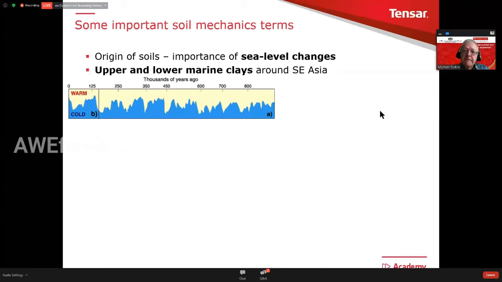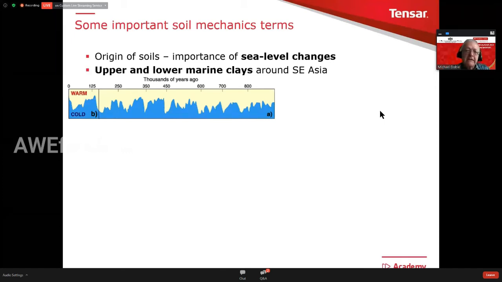And one thing that's really important is the effect of sea level changes in the deposition of these clays. And the two main ones we normally think about are the upper and lower marine clays, which we find around the coast of Southeast Asia, and it's strongly related to sea level. Now that graph you see there is a diagram of sea level over the last 900,000 years. And it's going up and down. And of course, the low parts are where we have a glaciation, and the high parts are where we have an interglacial, where we are at the moment.